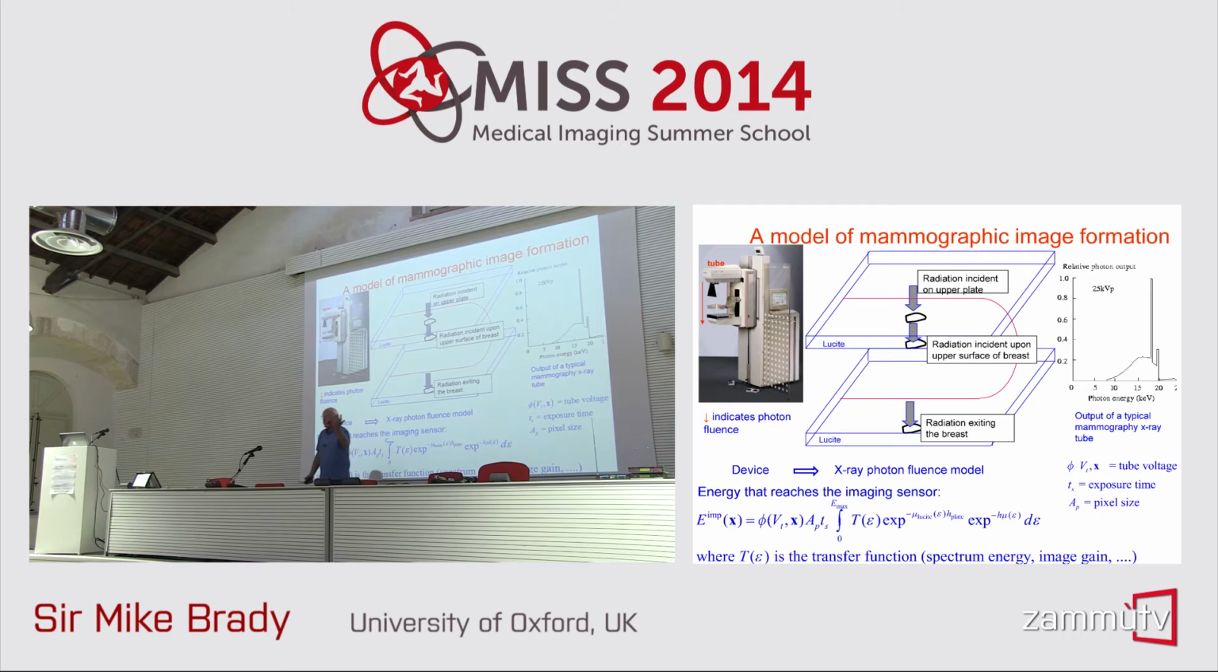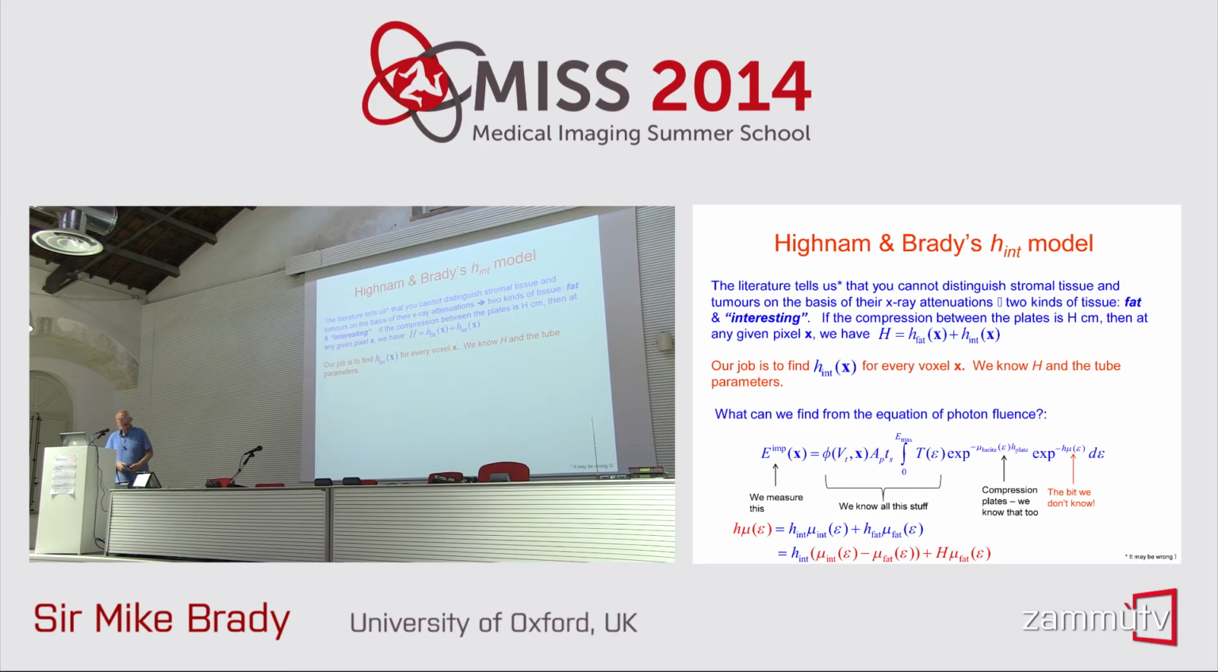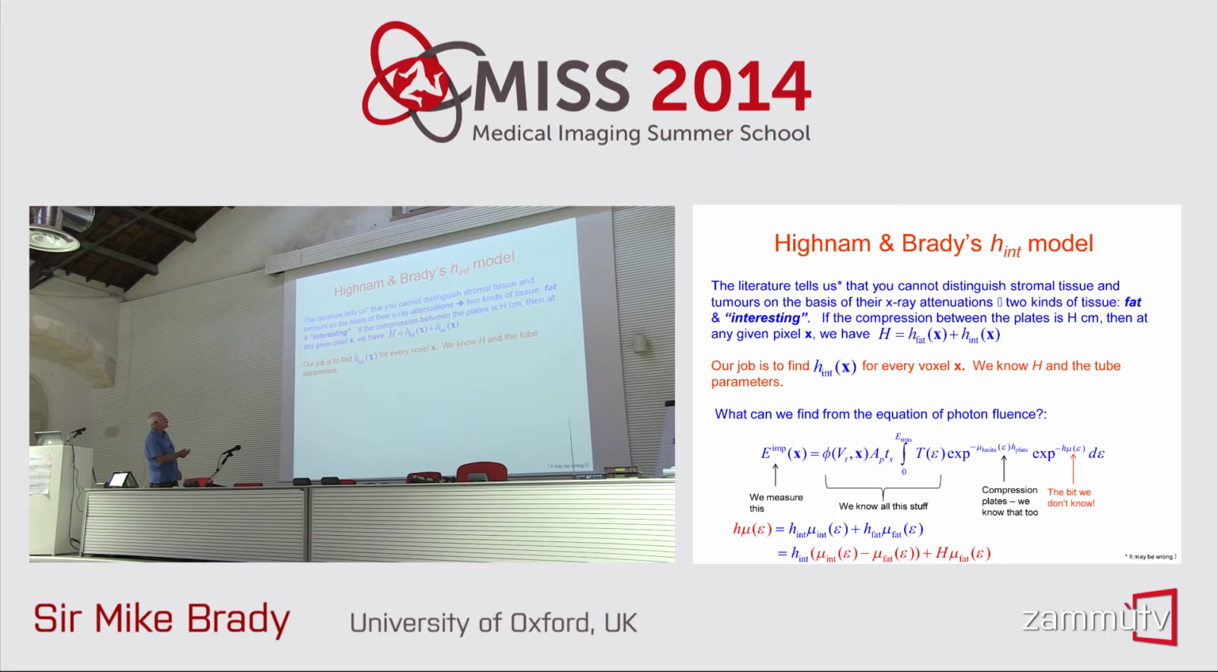In short, we can pretty much know everything. Now, the original model we had says the following. The literature tells us, and it's probably wrong, you can't distinguish stromal tissue and tumors on the basis of attenuation. So collagen and a tumor are pretty much the same, as far as is written in the literature. We think that's nonsense, and that's one of the biomarkers I'm working on at the moment. So, if that's the case, then we can only tell two different kinds of tissue, fat and not fat, which we call interesting, because we figured fat wasn't particularly interesting, unless you're on a diet. So, if that's the separation between the plates, then you've got fat and interesting tissue at each pixel location x.